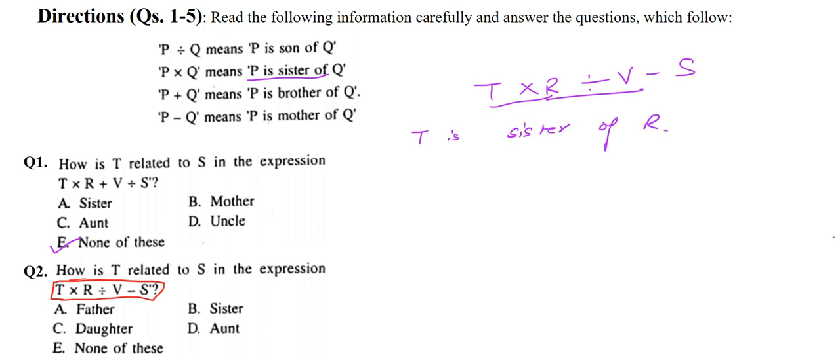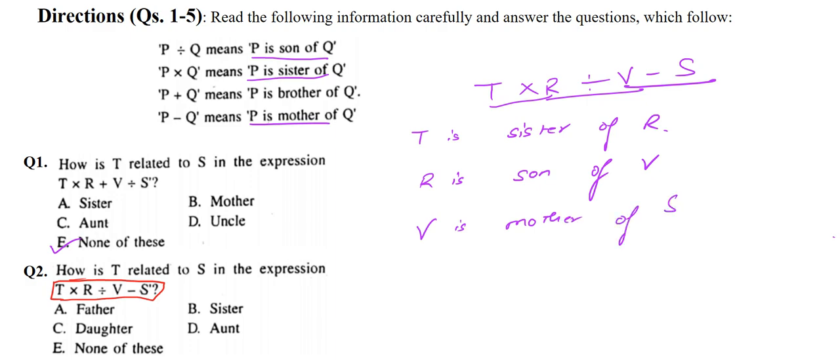Then we have R divided by V. So R divided by V means R is son of V. Now we have V minus S. V minus S means V is mother of S. So from this you can say T is sister of R and R is son of V.